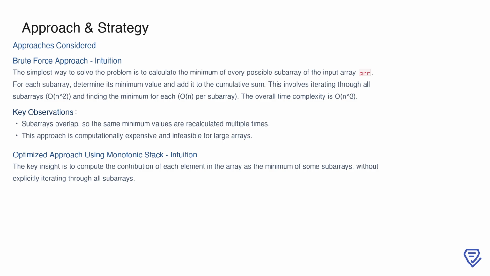To address these inefficiencies, we turn to a more optimized solution using a monotonic stack. The key insight here is to calculate each element's contribution as the minimum of certain subarrays without explicitly iterating through all subarrays. This avoids redundant computations and forms the basis of our optimized approach.